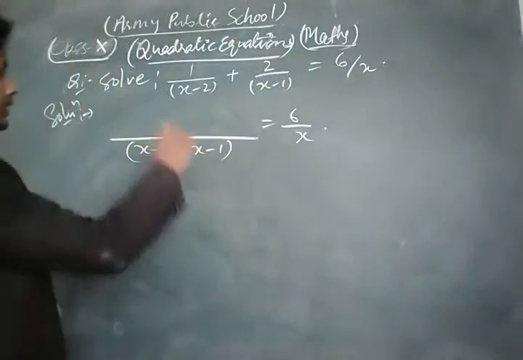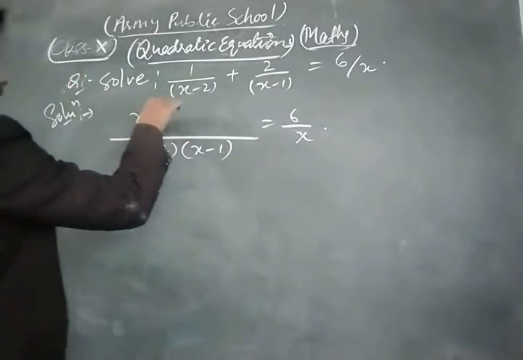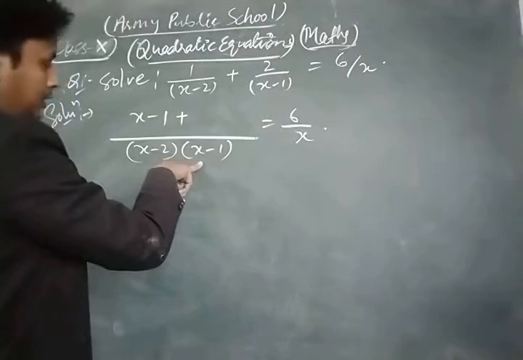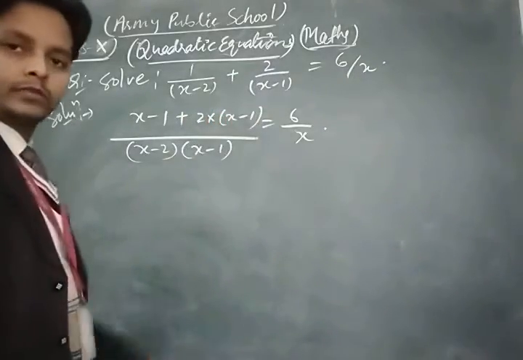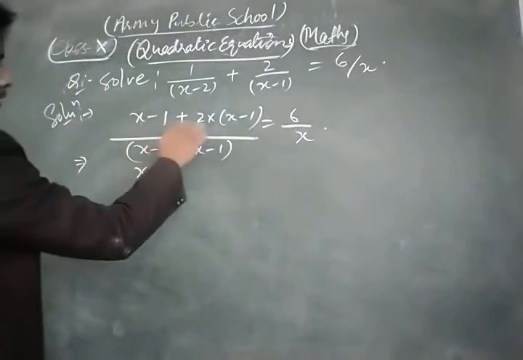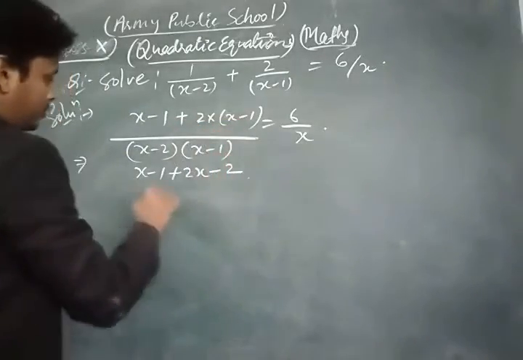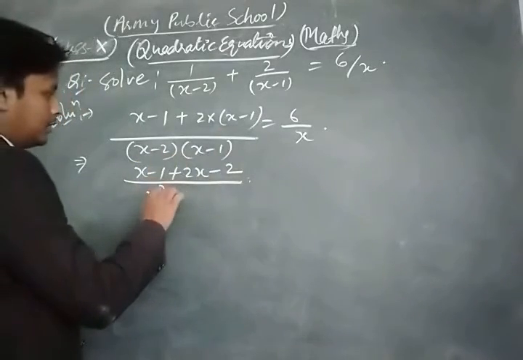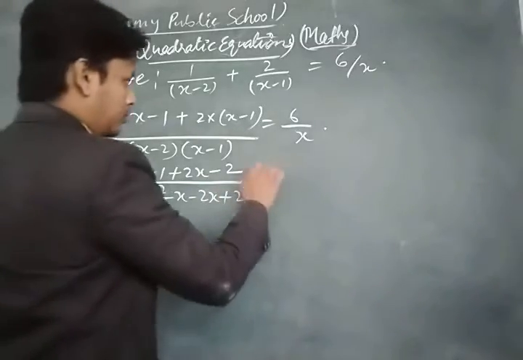Now look, if we divide them, x minus 2 cancels, so we get x minus 1 multiplied by 1, that is x minus 1, plus x. When we divide, x minus 1 cancels, so that is x minus 2 into 2, that is 2 into x minus 1. So we get this. Now we simplify them. So we get x minus 1 plus 2x minus 2. Now we multiply them, that is x square minus x minus 2x plus 2 is equal to 6 by x respectively.